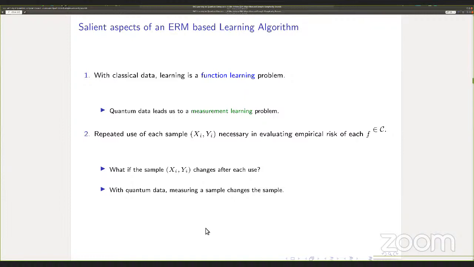The second thing, the algorithm that we talked about, the empirical risk minimization algorithm, what did it do? It took each xy and it used that to evaluate the empirical risk of every function in my class, right? Now, it turns out this is very simple. It's taken for granted in classical, but you will see things will change in the quantum. So I would just like to keep these two observations with you in your mind as we go along to the next part.